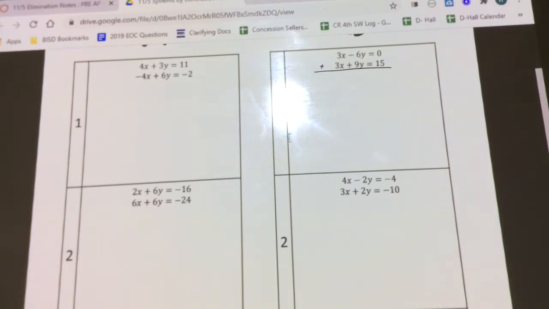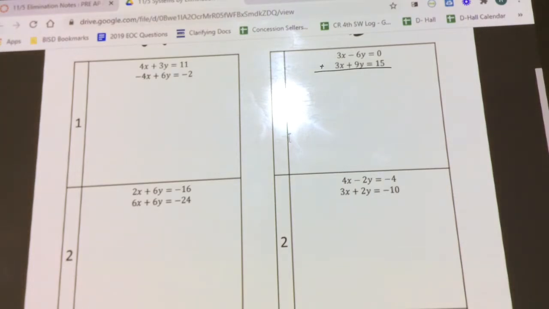Add 3x and 3x? But if I add 3x and 3x, that gives me 6x. And what am I trying to do? I'm trying to eliminate one, right? So if I add 3x and 3x, it doesn't help me there. Brian, what do you think? Subtract negative 6y from 9, is that what you said? But even if I do that, I still end up with a positive 3y.